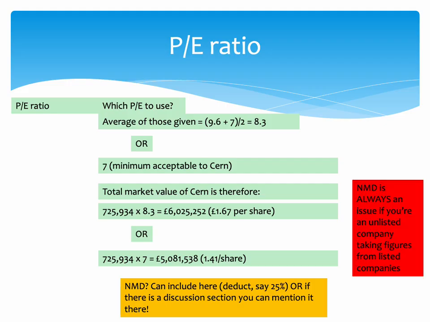I do just want to stress to you, non-marketability discounts are always an issue if you are a limited or an unlisted company and you're taking figures from listed companies. So there'll always be kind of a 25% deduction there. In reality, we're estimating 25%. The deduction is very variable. You're not going to know for definite in the real world what that figure is. It's just a guess, if you like.